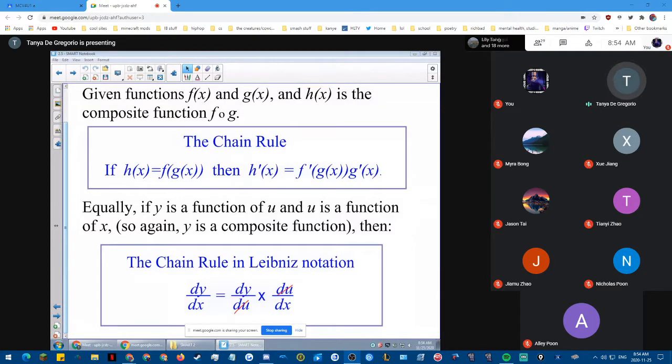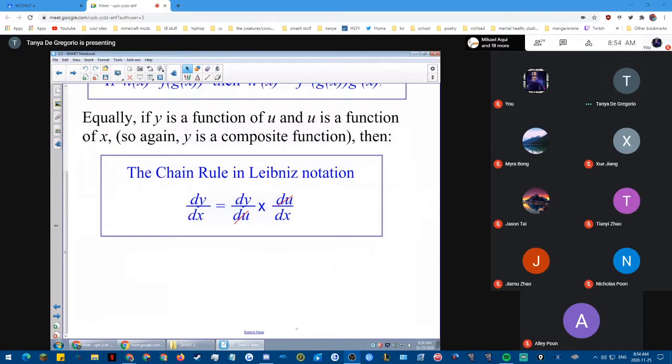So I showed you guys Leibniz notation here. And I think it's easier to understand how to take the derivative of the composite function when you look at Leibniz notation. So here I have dy over dx. What that means is you're taking the derivative of your function y with respect to x. So x is the independent variable. y is the dependent variable.